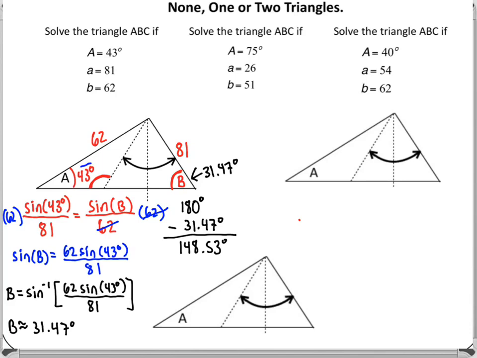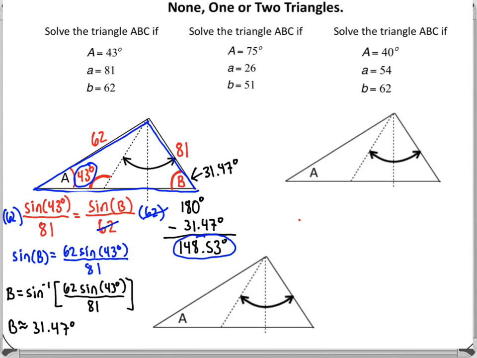So here's the deal, this is how we determine if another triangle is possible. If I add the given angle and this angle together, and it is greater than 180 degrees, because there's only 180 degrees in a triangle, then we know that the obtuse triangle cannot exist. And so therefore there is only going to be one triangle, such as this guy right here.